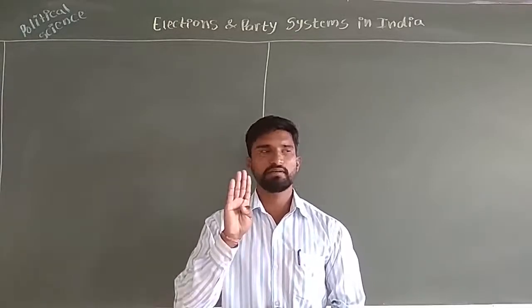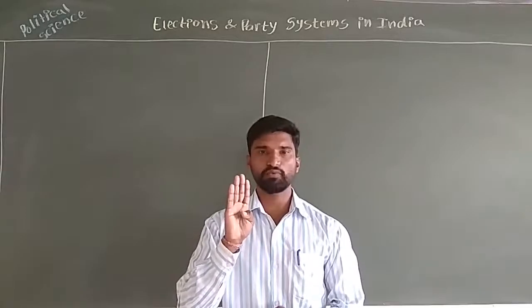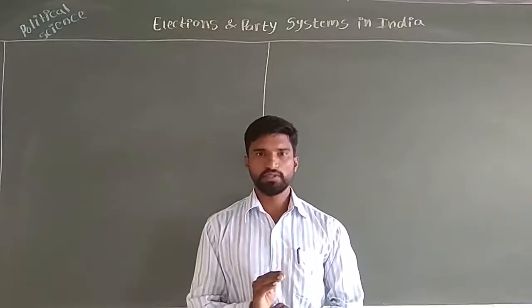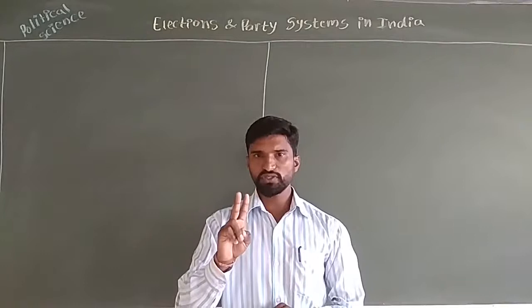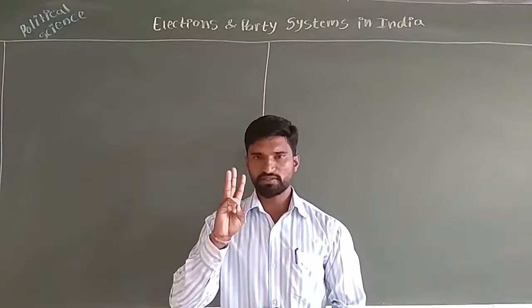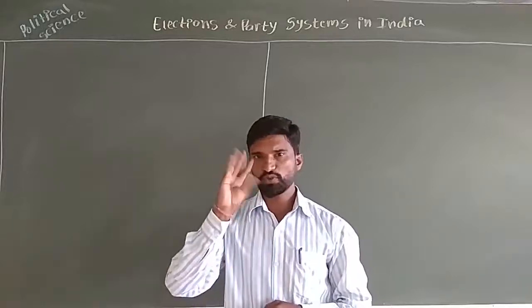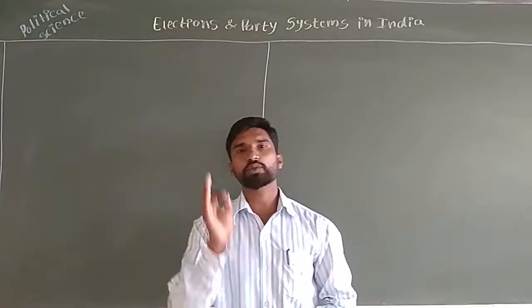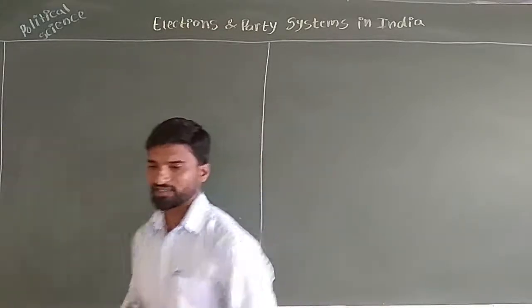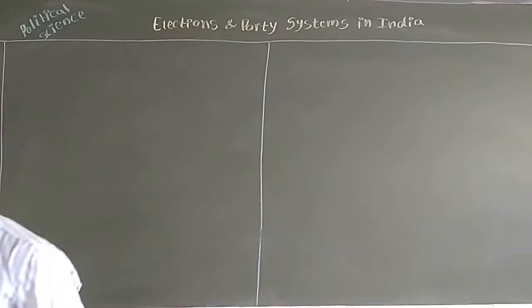We will study when it was introduced and the importance of EVM and the Elector's Photo Identity Card, which is called the voter ID card. Voter ID card, EVM machine, and three antecedents: education, property, and criminal antecedents. So these five things come in the electoral reforms. That is the important part of the unit.